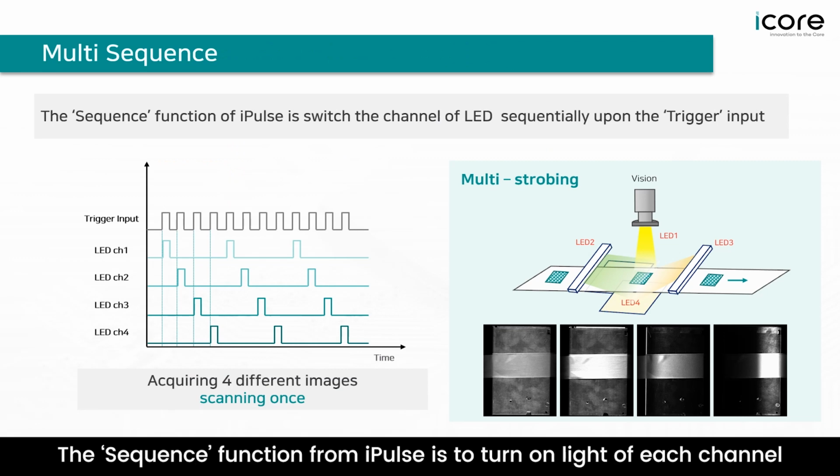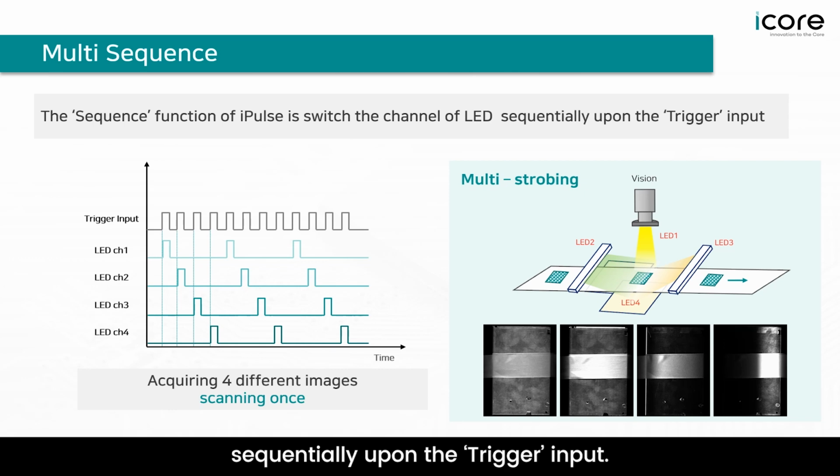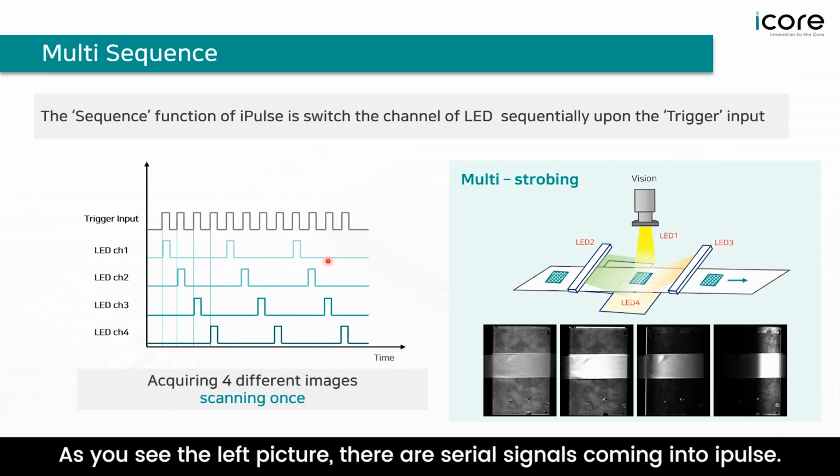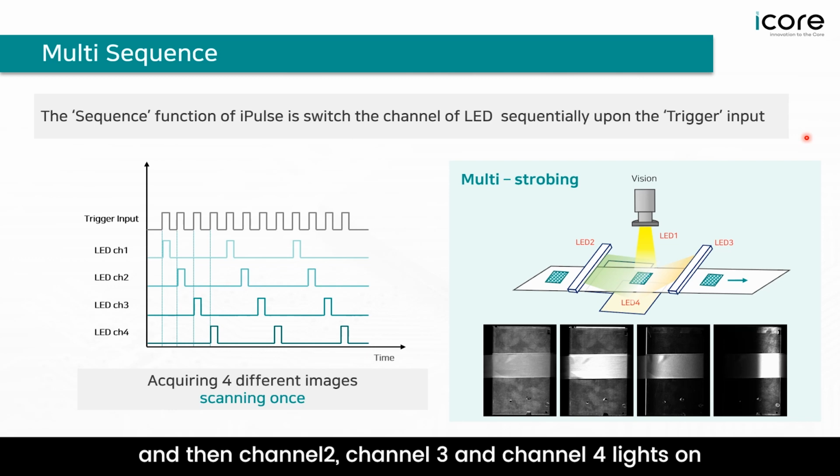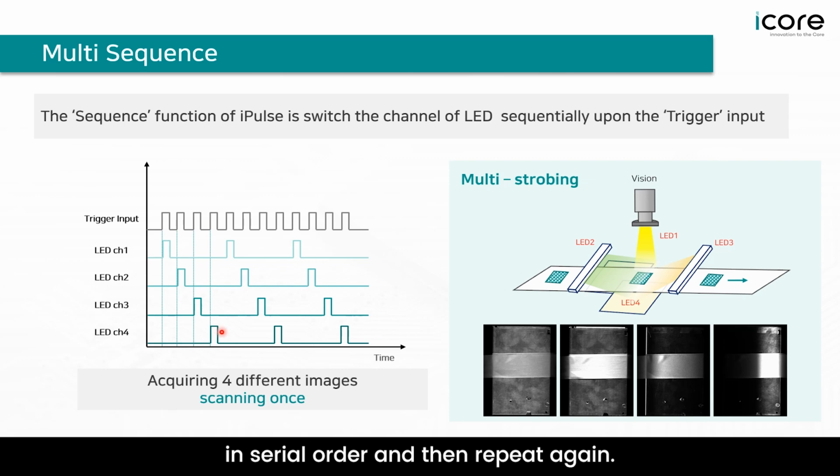The sequence function from iPulse is to turn on light of each channel sequentially upon the trigger input. As you see the left picture, there are serial signals coming into iPulse. As user set channel 1 lights on first, and then channel 2, channel 3, and channel 4 lights on in serial order, and then repeat again.